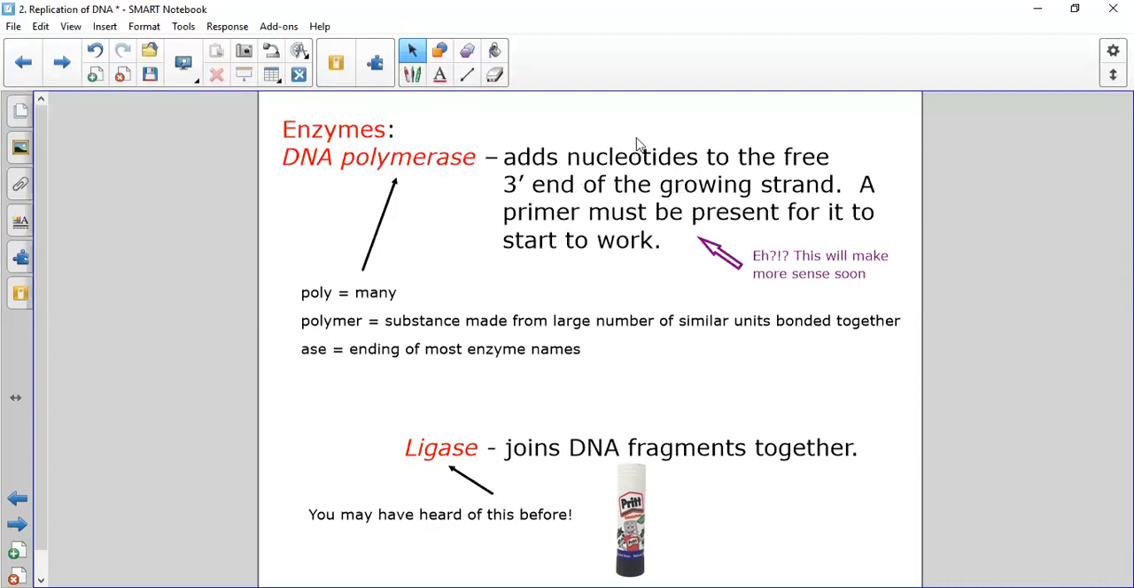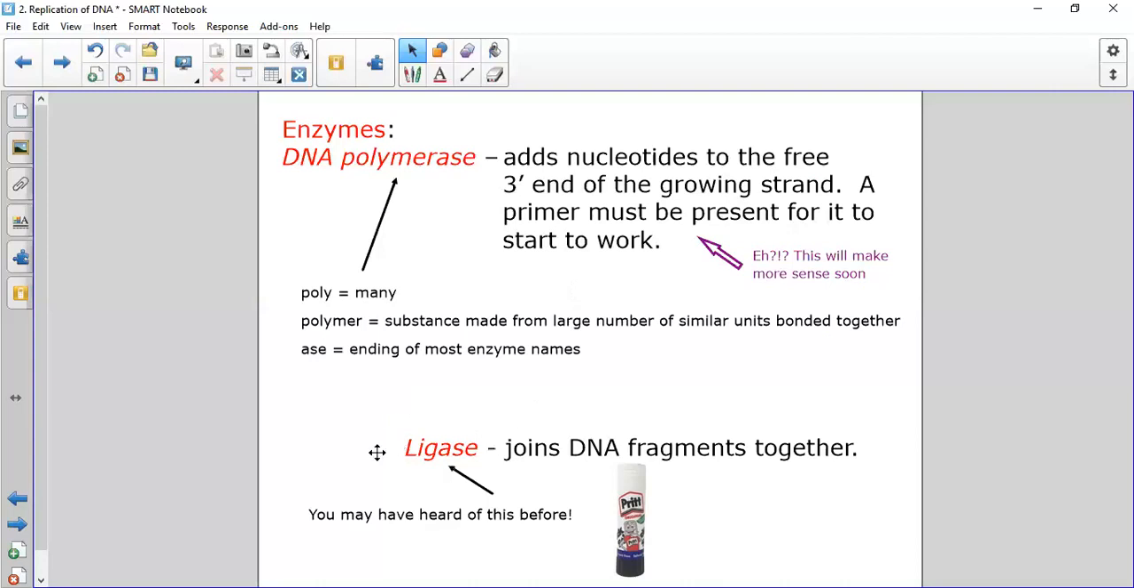Now, this bit at the moment will seem really confusing. So what does DNA polymerase actually do? It adds nucleotides to the three prime end of the growing strand. A primer must be present for it to start to work. Now, that's going to make absolutely no sense to you just now. We'll come back to it when we get a bit further on.